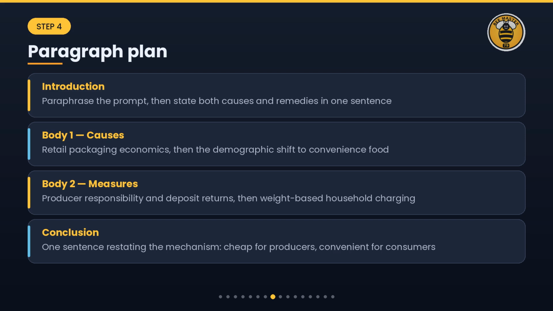Here is the paragraph plan. 4 paragraphs. An introduction that paraphrases the prompt and answers both questions in a single sentence. 1 body paragraph for causes, 1 for measures, each with 2 developed ideas. Then a short conclusion that restates the mechanism rather than the essay.